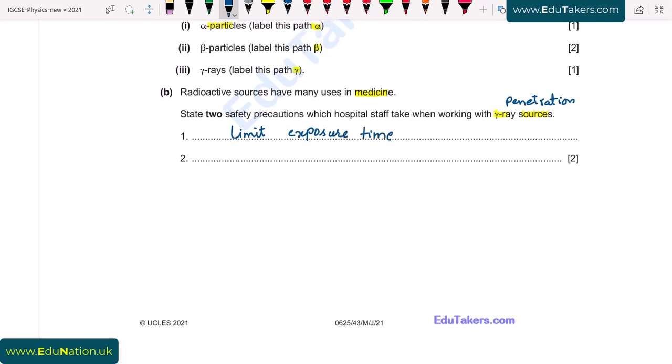And the second one is that stand as far away as possible from the gamma ray source.